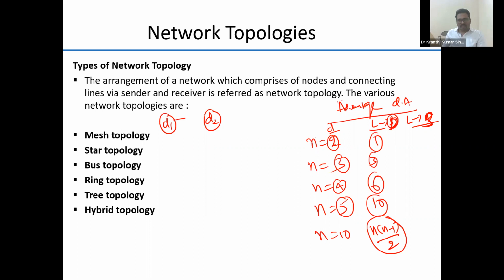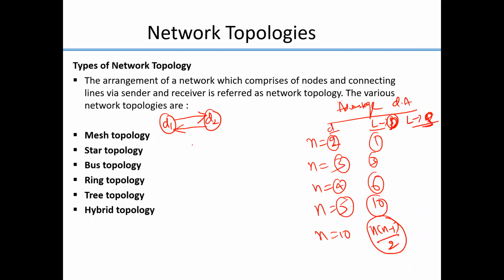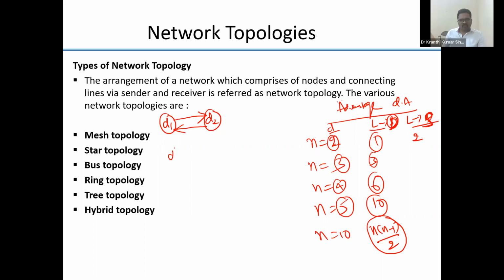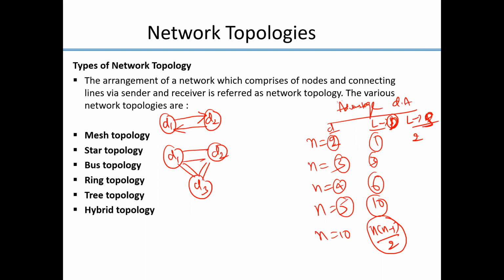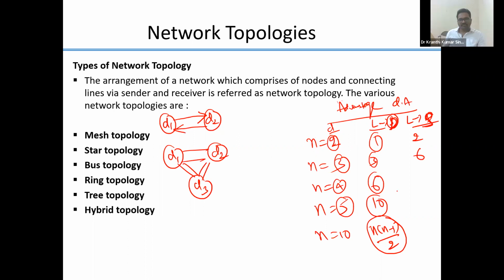If I establish simplex, then this is a simplex line. D1 is able to send data to D2, but the reverse is not possible. Now tell me, for effective data communication, how many simplex links are needed between D1 and D2 for applying mesh topology? Two links, right? Two simplex links. Yes or no? Yes, sir. So when n equals 2, the simplex links are 2. In the same way, with 3 devices, how many simplex links do I need? Six, sir. Six. For n equals 4?